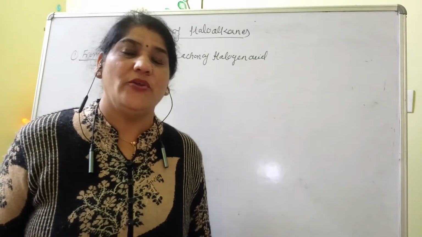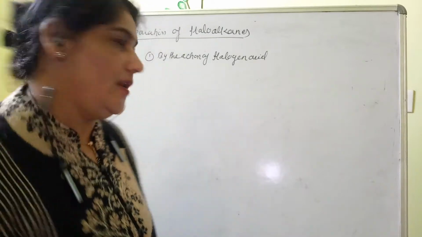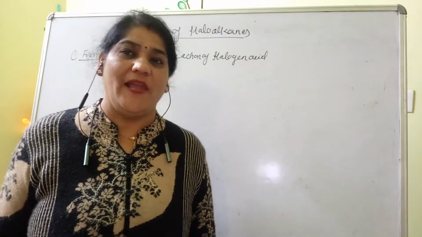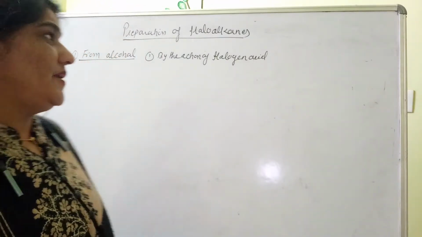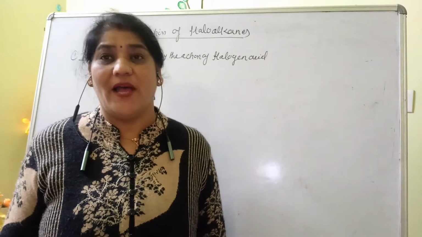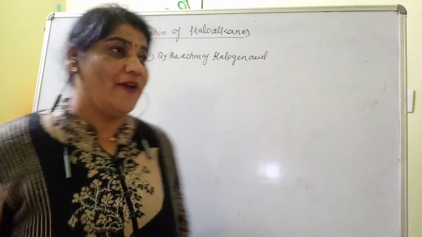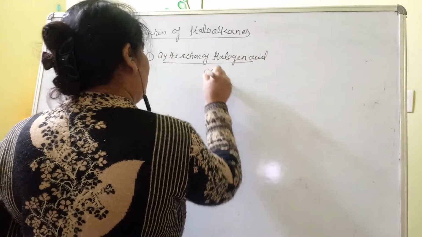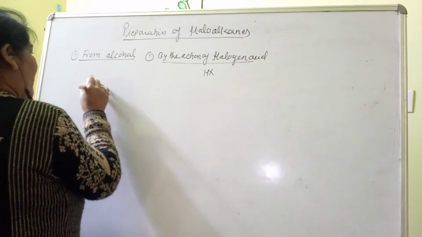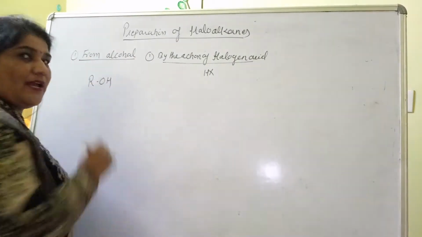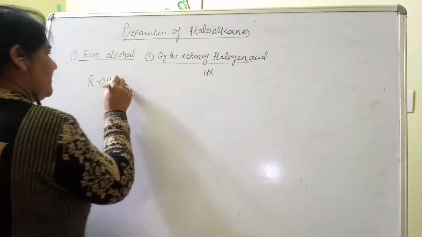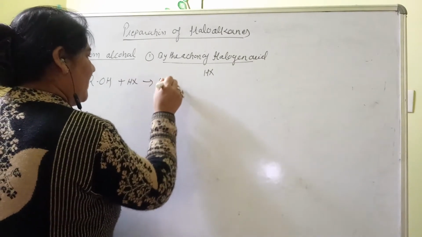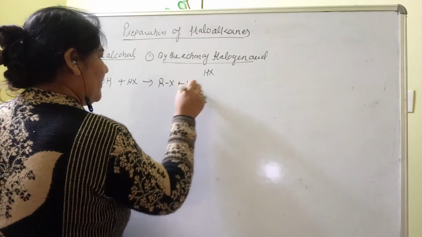The next topic is the method of preparation of haloalkane. The first is from alcohol. Alcohol means, first, by the action of halogen acid. The halogen acid is denoted by HX. When ROH, the alcohol, is reacted with the halogen acid, it forms alkyl halide and water.